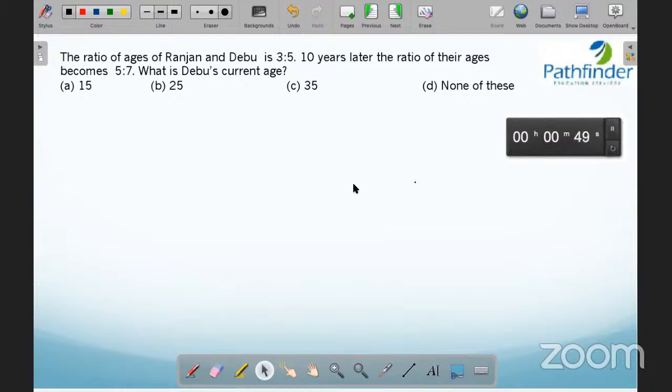Okay. Anybody who solved the question by now? If you've just tuned in, just hang on. I will be solving this question in approximately half a minute.